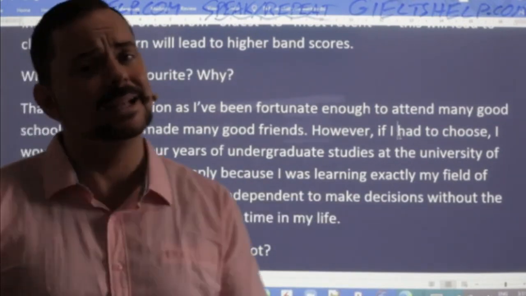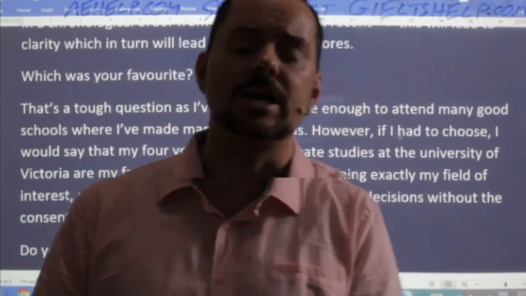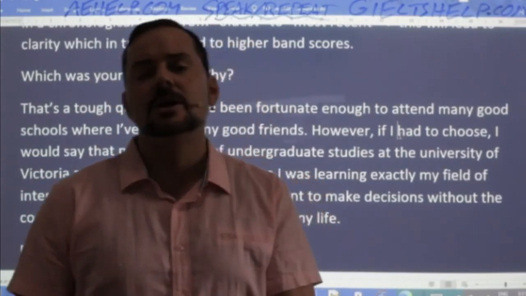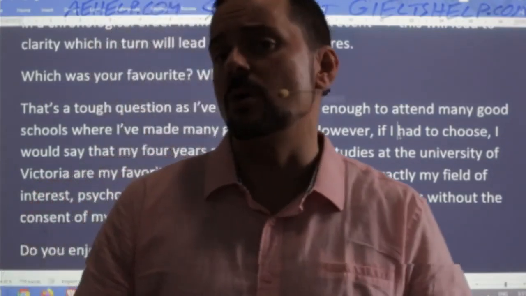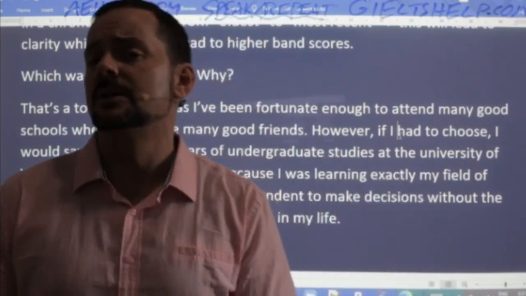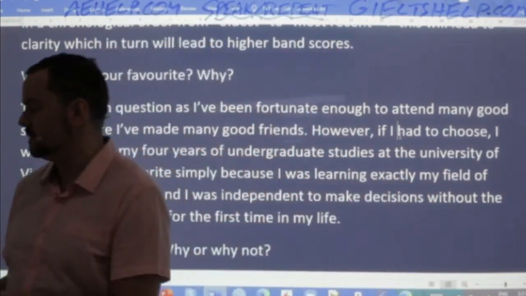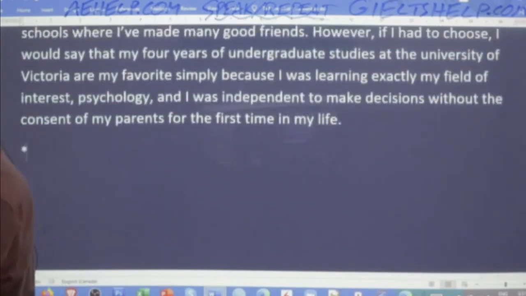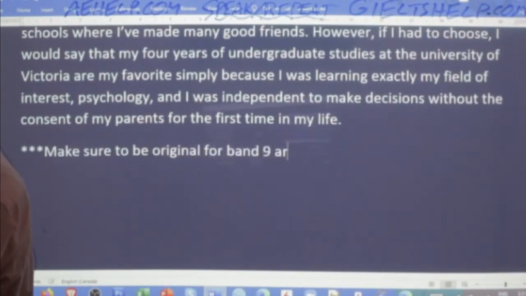All right, so that response shows you that band 9 level complexity where I'm playing around with the grammar of my answer. I'm building a lot of fluency using quite a range of vocabulary as well. And of course, being very, very original. That's my final tip for today, is make sure to be original, for band 9 marks. Okay, I keep reminding students about that, and you definitely want to do that.